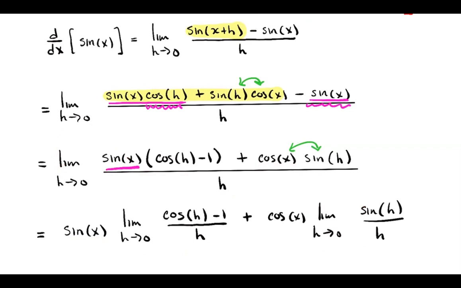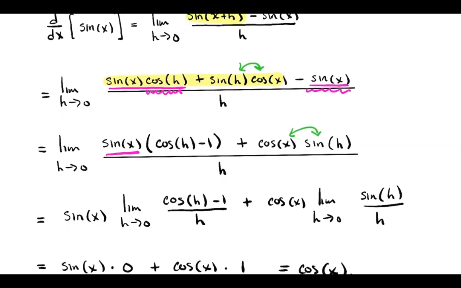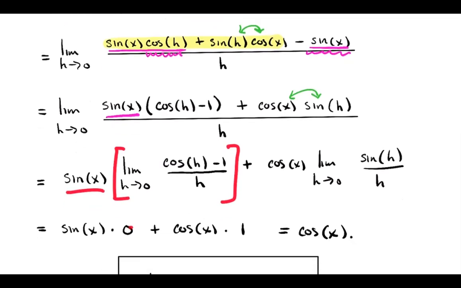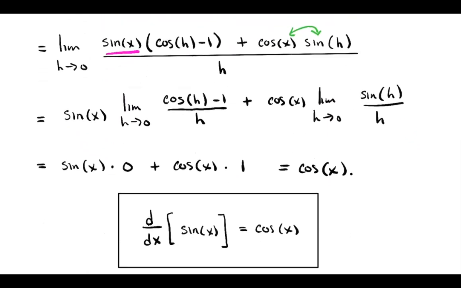All right, and now looking at these things, I've got the sine of x times, what is that limit? That is one of the preliminary limits that we wrote up there: cosine of h minus 1 over h as h goes to 0. This is the other one: sine of h over h as h goes to 0 goes to 1. So I'm just replacing those with 0 and 1 respectively. And sine times 0 is 0 and cosine times 1 is 1. And so there you go. The derivative of sine, we finally arrived at it, is cosine. So let me just put that there.